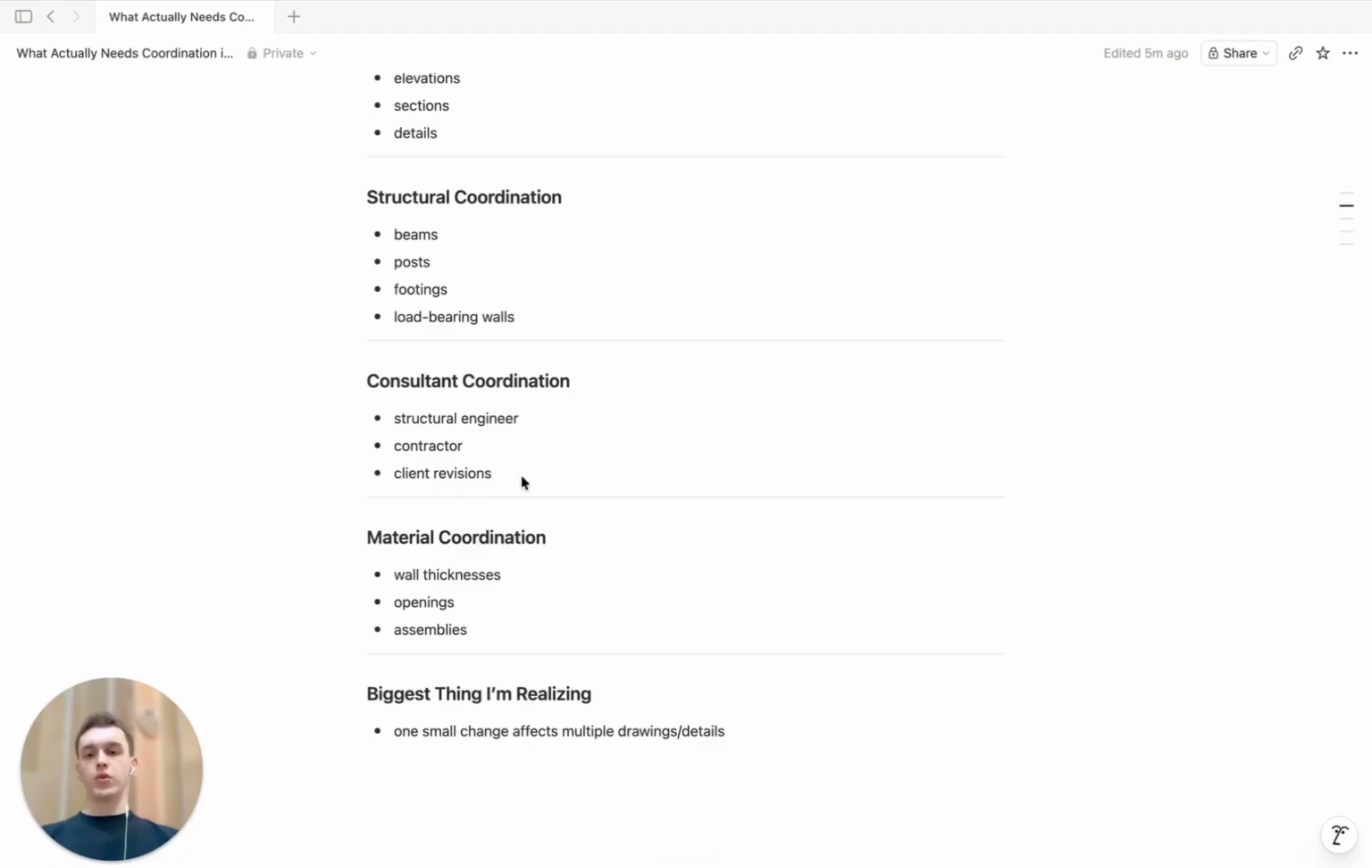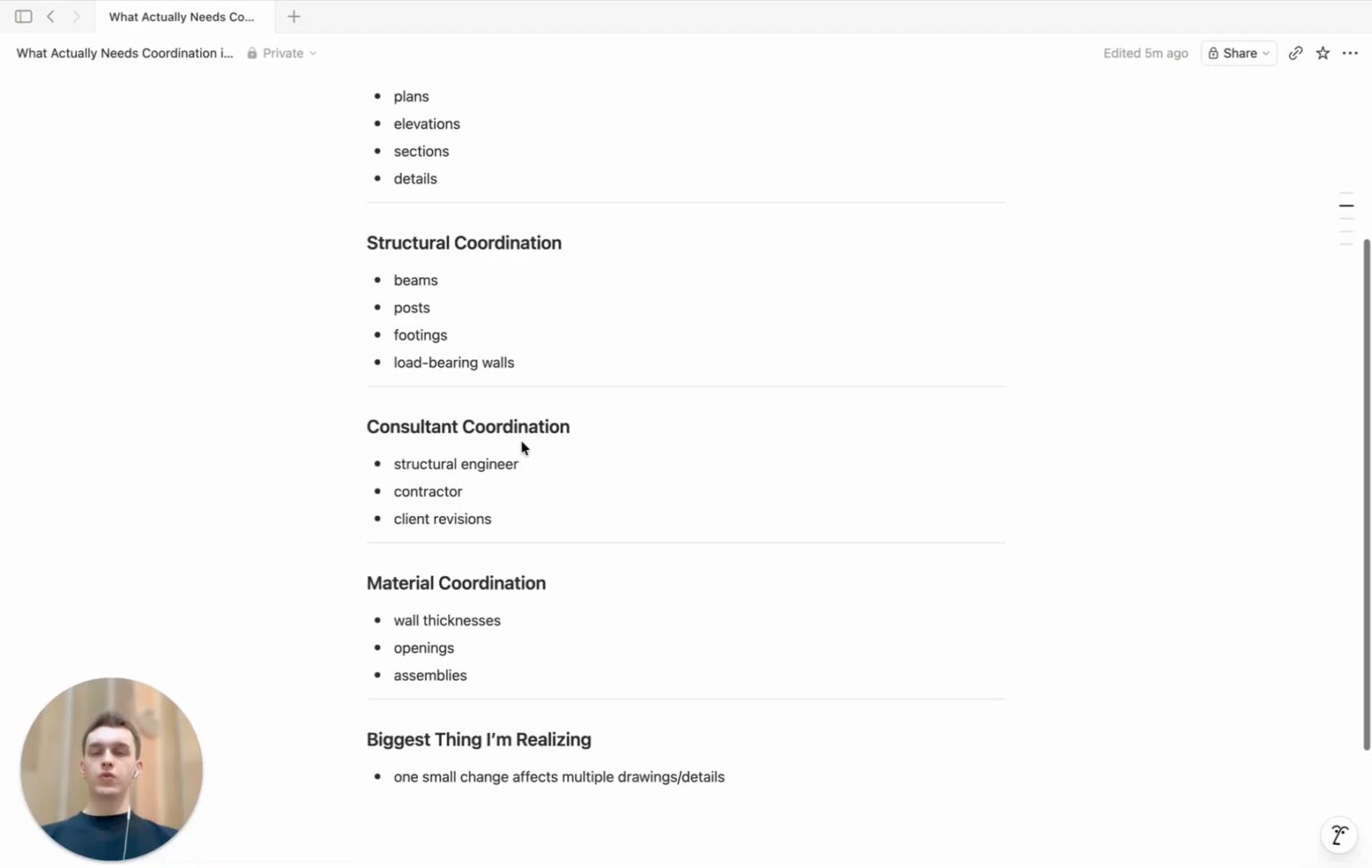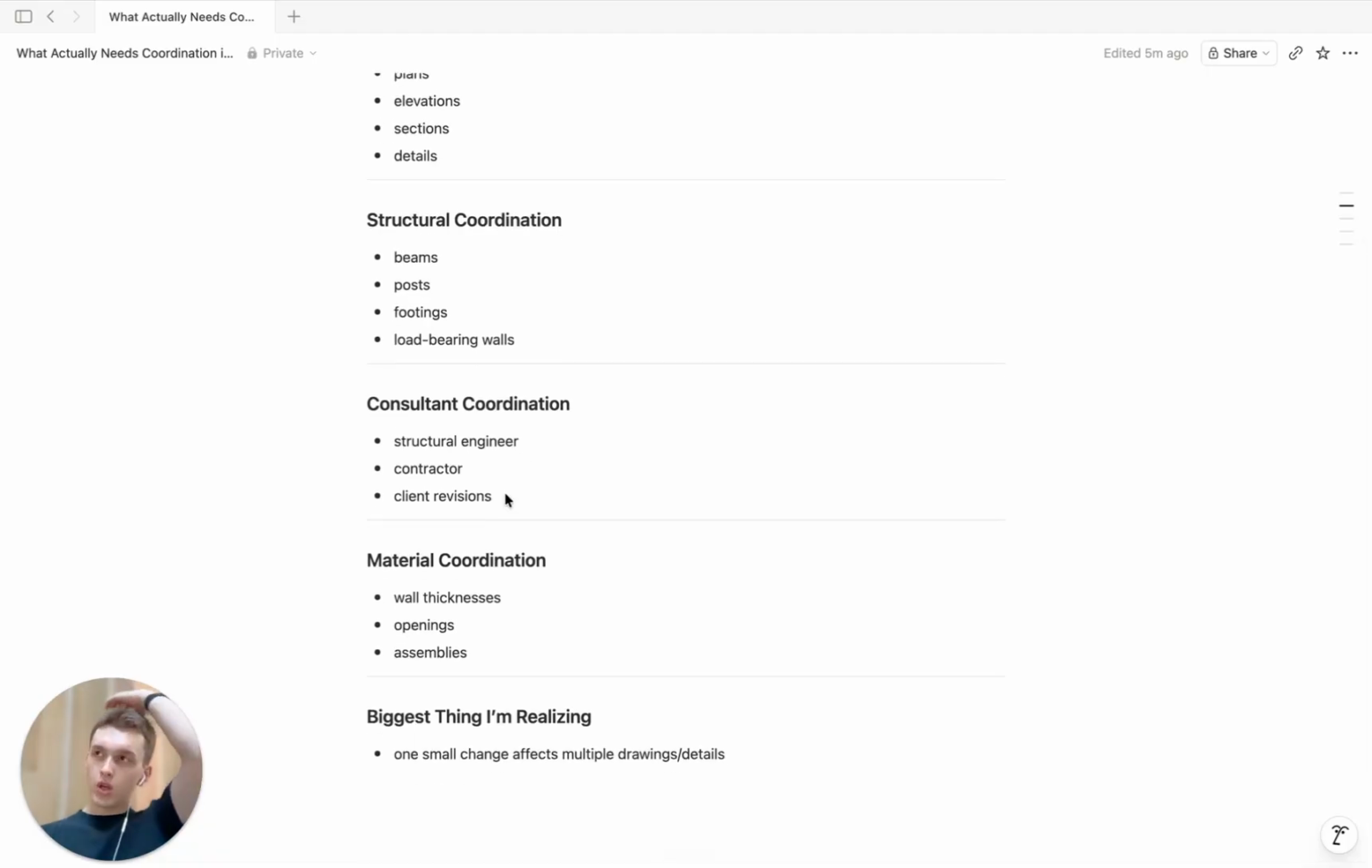Moving on to consultant coordination: structural engineer, contractor, and client revision. These are the top three parties that will be involved in the project. The structural engineer will handle the structural permitting and revisions, and will be in charge of the structure and how the building would function. The contractor will be the one who translates the plans into reality and develops the plans. He'll find the electricians, the plumbers, the mechanical party, the finishes, etc. So he's in charge of translating the plans into reality.